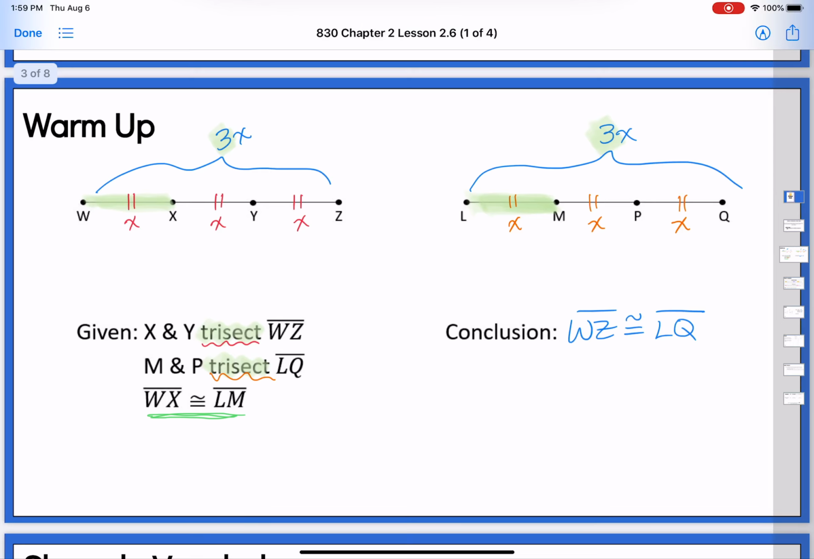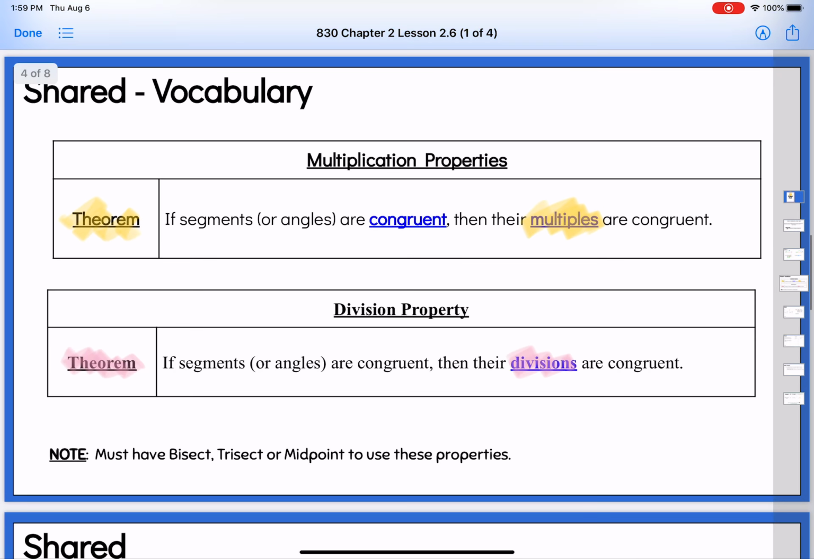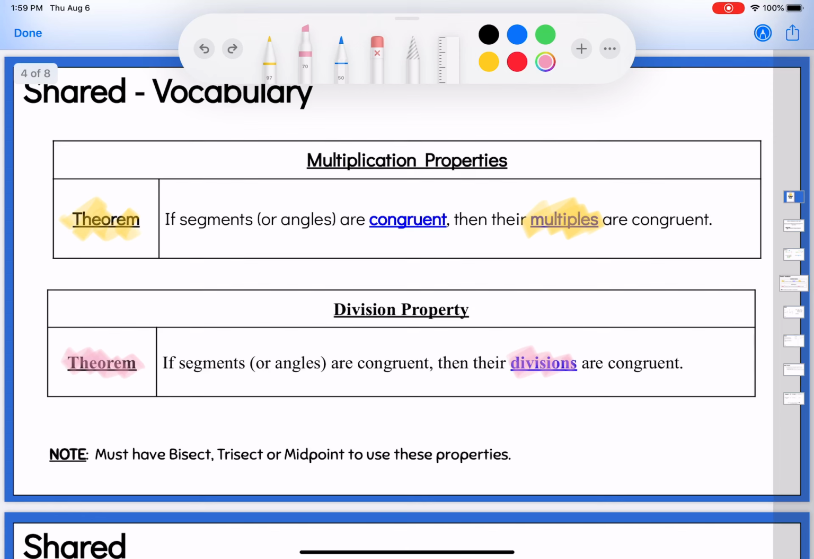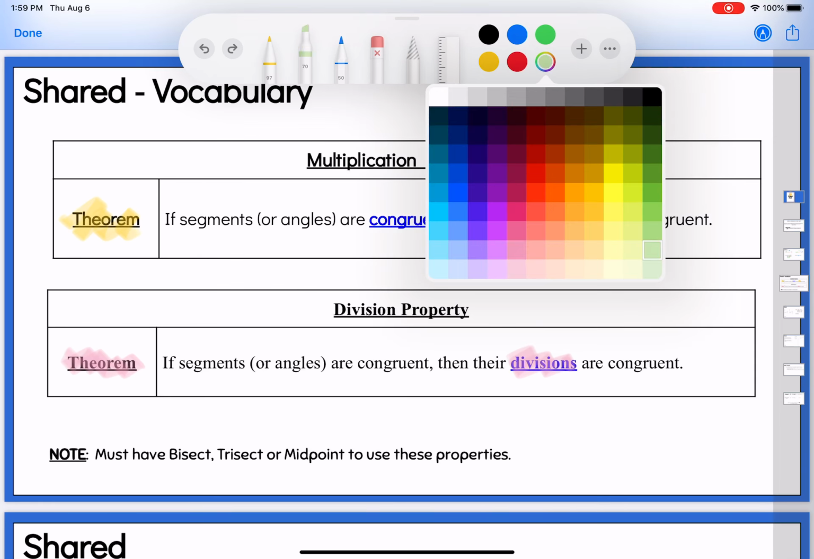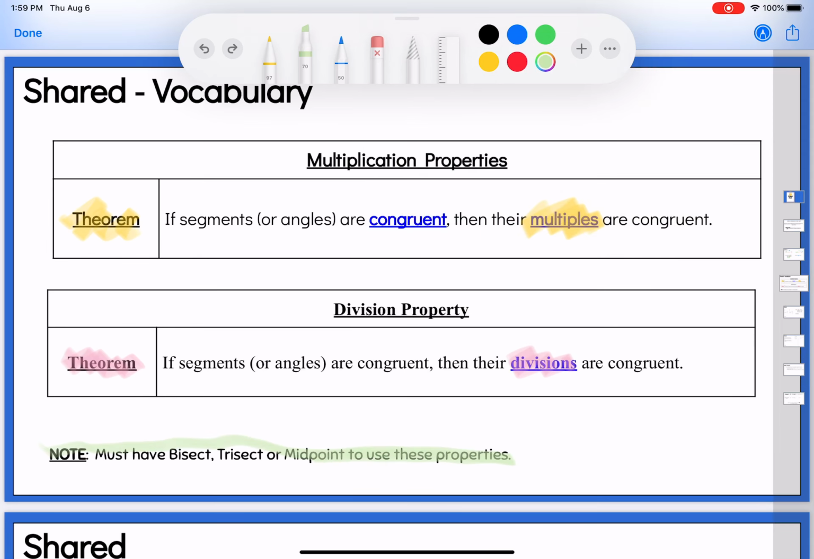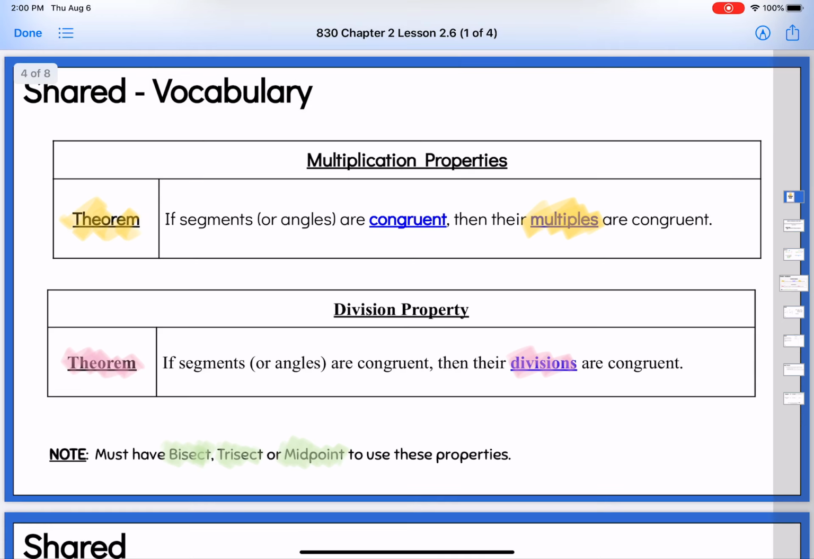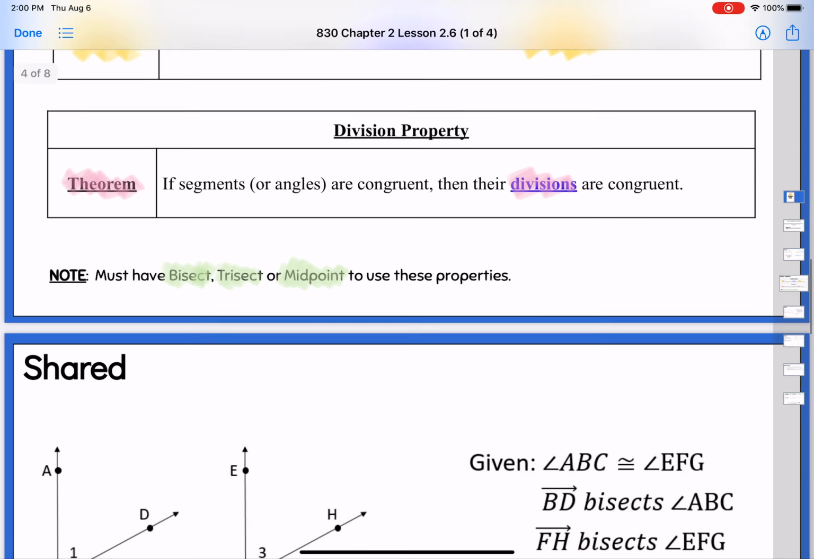So if you need to use the multiplication or the division property, either one, it has to say bisect, trisect, or midpoint in order to use these. Any one of those would mean it splits into congruent parts, and so that's when you can use either the multiplication property or the division property. But they are easier to remember and easier to write, so we like using them, I'm sure.